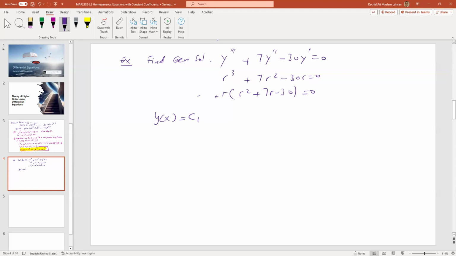This one gives you 0. So these two here will give you e to the 3x and e to the negative 10x. Then this becomes that.